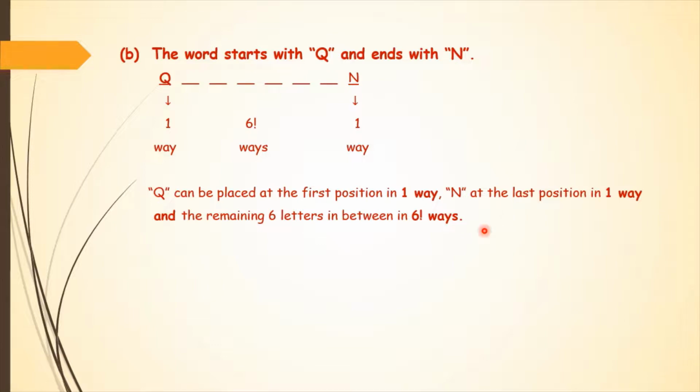Again we will use here the product rule from fundamental principles of counting to give the final answer. Number of such words we will get as 1 into 6 factorial into 1. So final answer is the value of 6 factorial, that is the product of 1 to 6 integers, and this value is 720.